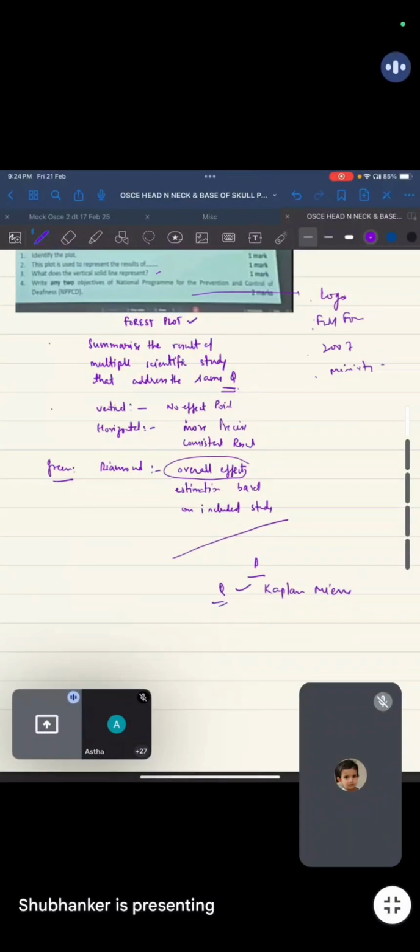There is one more named curve with the name of Nelson Ayer curve. ये कहाँ पे देखने को मिलता है? Can somebody take a try? This is not from the PSM section. Biostats का नहीं है. This is given in Scott Brown. Somebody? Yeah, Dr. Sahab, है ना? Great, this is a named curve which is seen in vestibular schwannoma. ठीक है? So these three named curves are there.